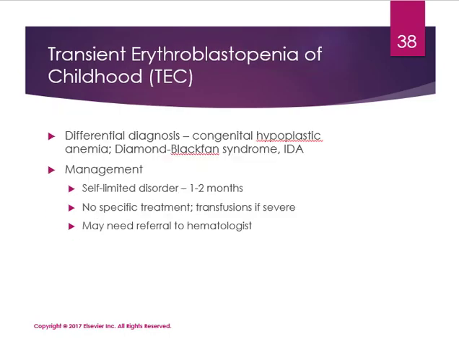smaller in size. The differential diagnoses to consider include congenital hypoplastic anemia and a condition called Diamond-Blackfan syndrome, and then iron deficiency. The treatment and the management of it is self-limited disorder and usually resolves in 1 to 2 months. No specific treatment is needed, but if the symptoms and the blood findings are low enough, transfusion may be necessary, and it may require the referral to a hematologist.